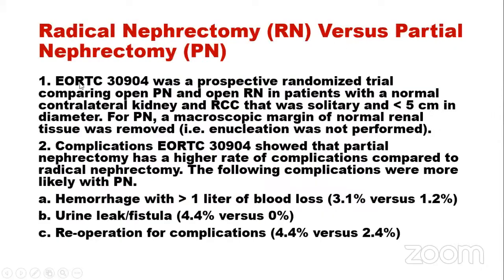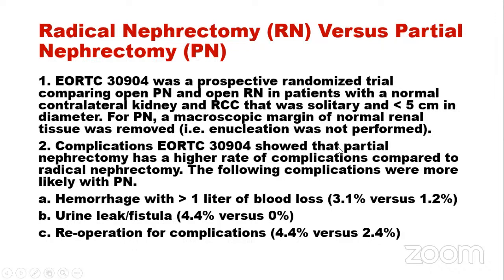Radical nephrectomy versus partial nephrectomy in detail. This is the EORTC study, about 30,000, a prospective randomized trial comparing partial nephrectomy and radical nephrectomy in patients with a normal contralateral kidney and RCC that was solitary and less than 5 cm in diameter. For partial nephrectomy, a macroscopic margin of renal tissue was removed; enucleation was not performed.